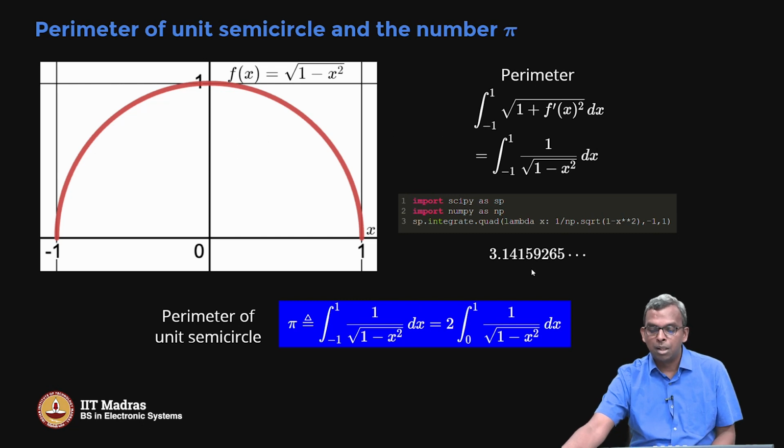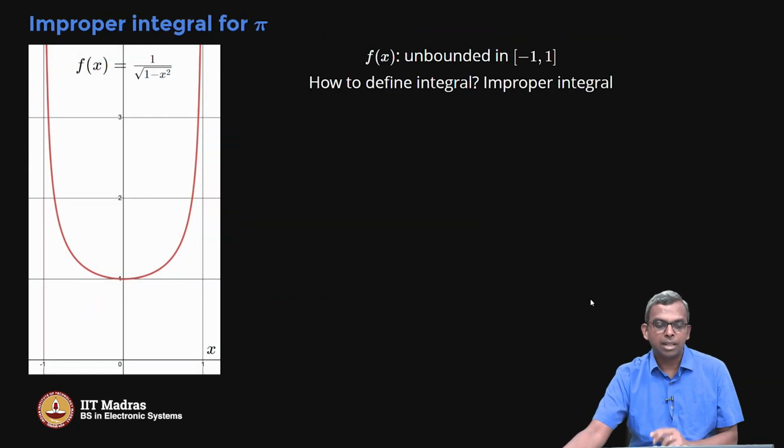But before we go further, I have to tell you how this integral is defined, right? It seems to be an improper integral. This is not a bounded function. How does that work? So let's settle that first, and then we'll come back and look more closely at the perimeter of an arbitrary circle and area and all that. Okay. So what is an improper integral?